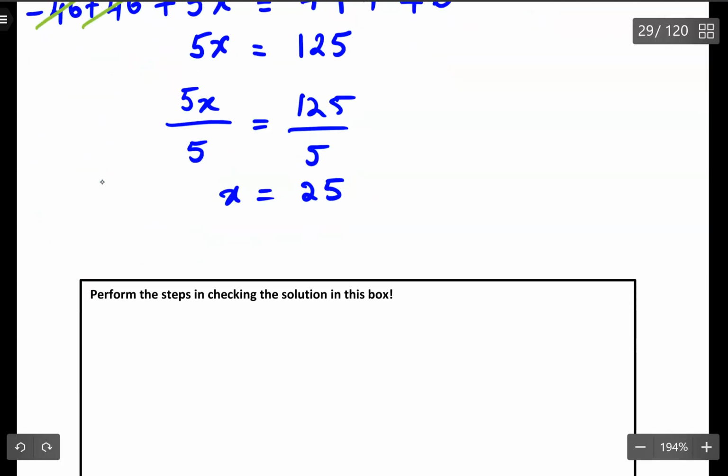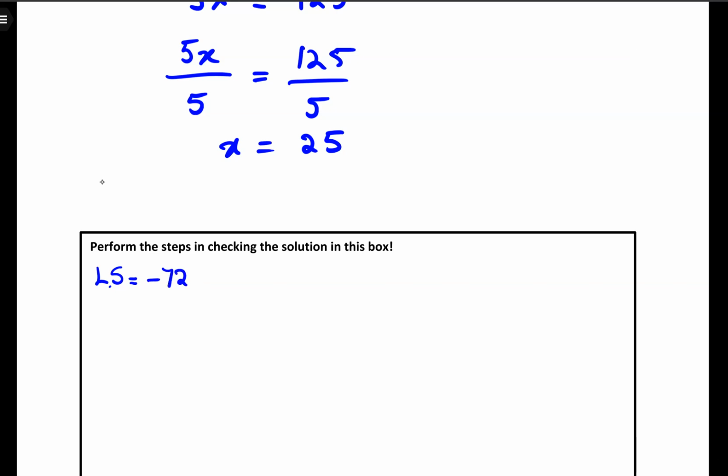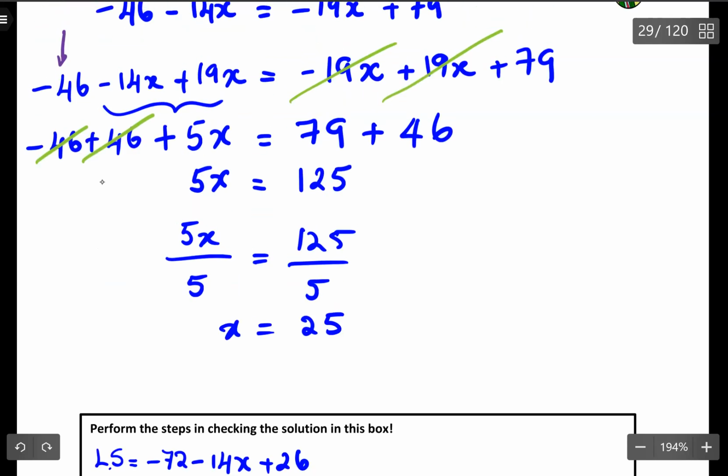All right, so let's write down the left-hand side, as I reminded everyone in previous examples or questions. We are writing down the exact expression on the left-hand side. So in this case, I will have negative 72 subtract 14x plus 26. Okay, so performing the check is like that.